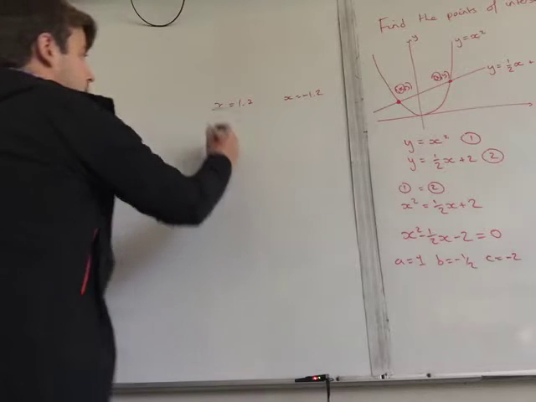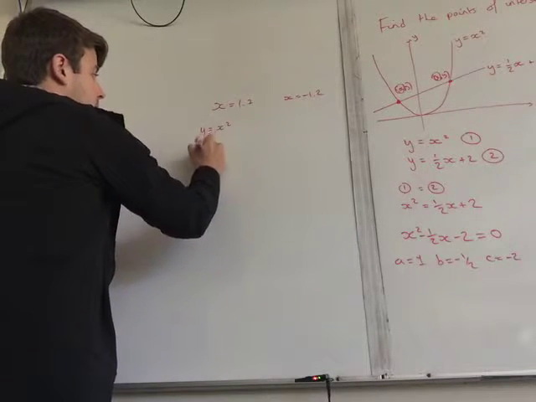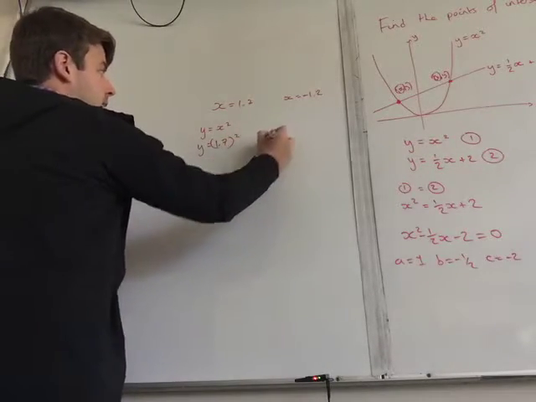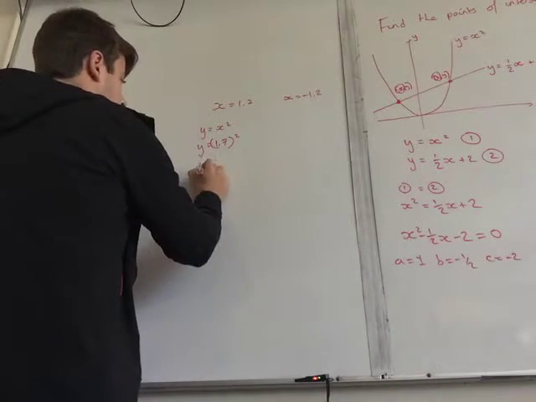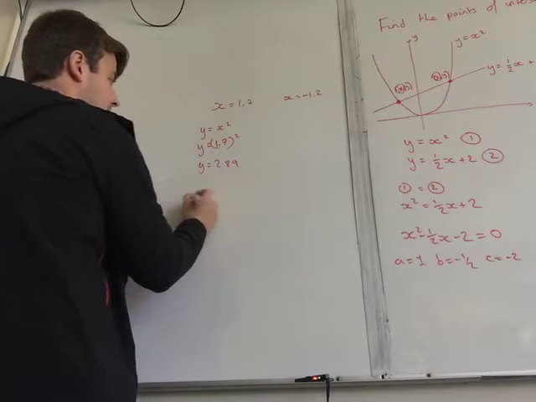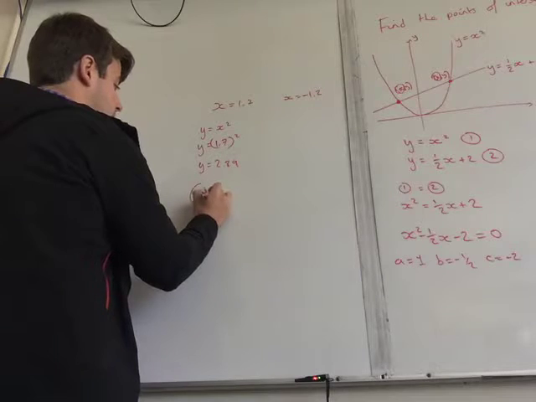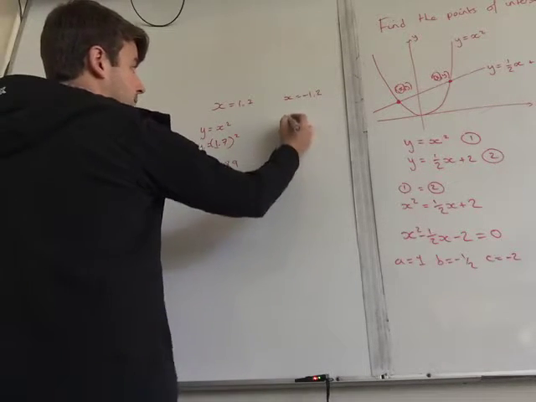I'm going to go with equation 1. So y equals x squared. Well, in this case, x is 1.7. So 1.7 squared, which on the calculator gives y equals 2.89. So that means one of my coordinate points, or points of intersection, is where x is 1.7 and y is 2.89.